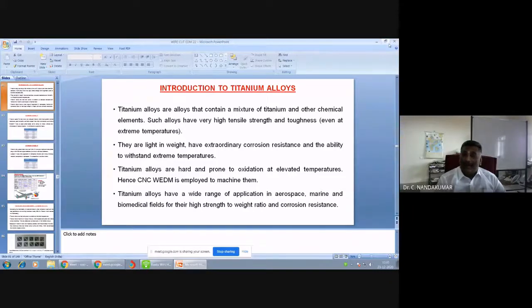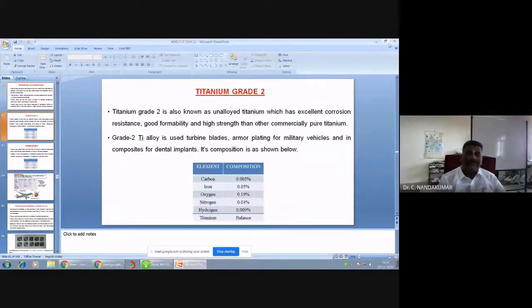Titanium also has a wide range of applications in aerospace, marine, and biomedical fields for its strength to weight ratio and corrosion resistance. This is titanium grade 2. It is also called pure titanium, but it is classified as titanium grade 2. It is also known as unalloyed titanium, which has excellent corrosion resistance and good formability and high strength, like other commercially pure titanium. It is used for manufacturing turbine blades, armor plating for military vehicles, and the composite for dental implants.